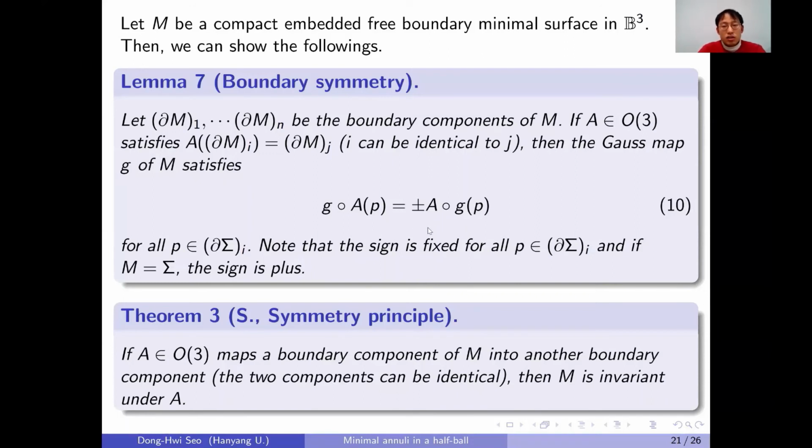So using this boundary symmetry, we can show the symmetry principle, which says the symmetry is inherited from the boundary symmetry. So if an orthogonal matrix A maps a boundary component into another boundary component, then M is invariant under that symmetry A.